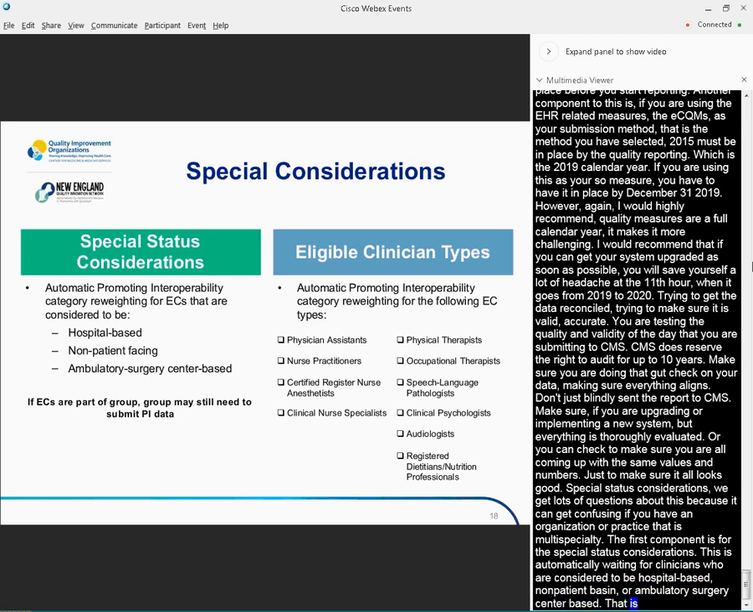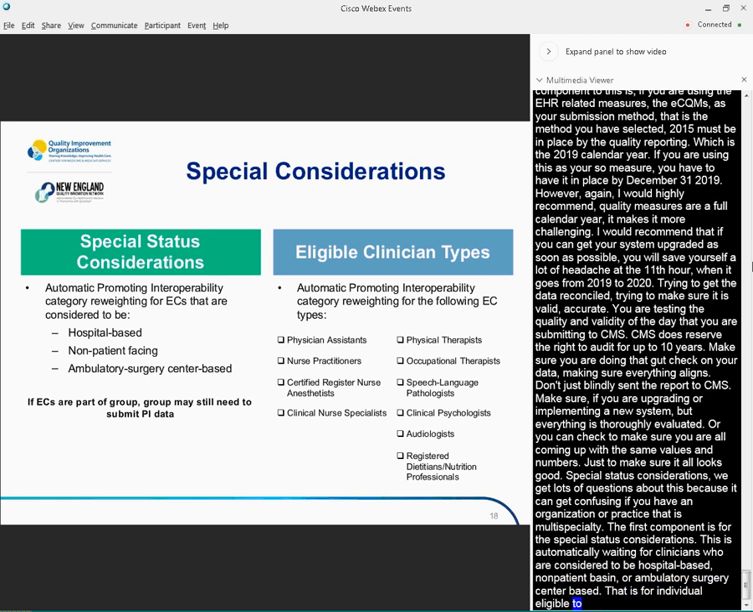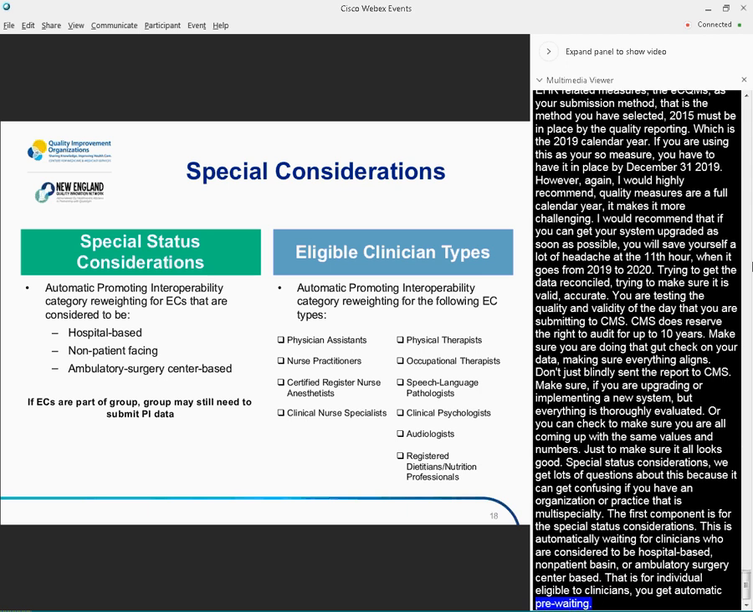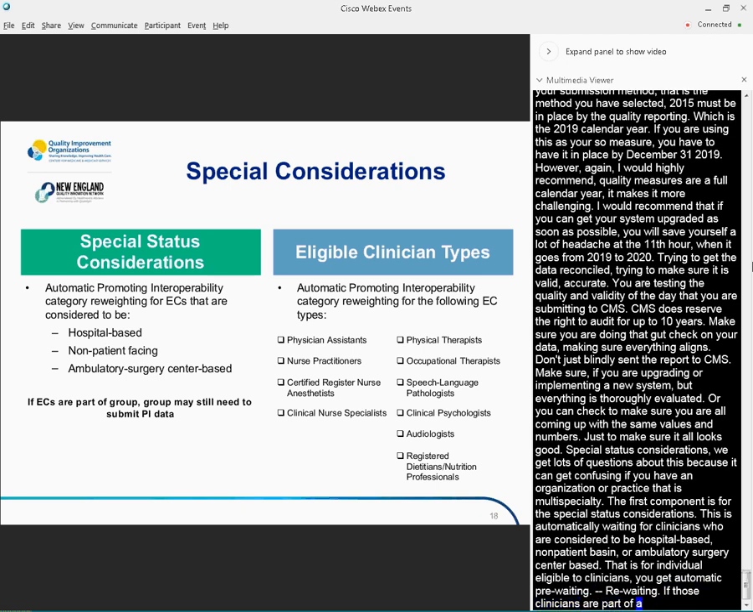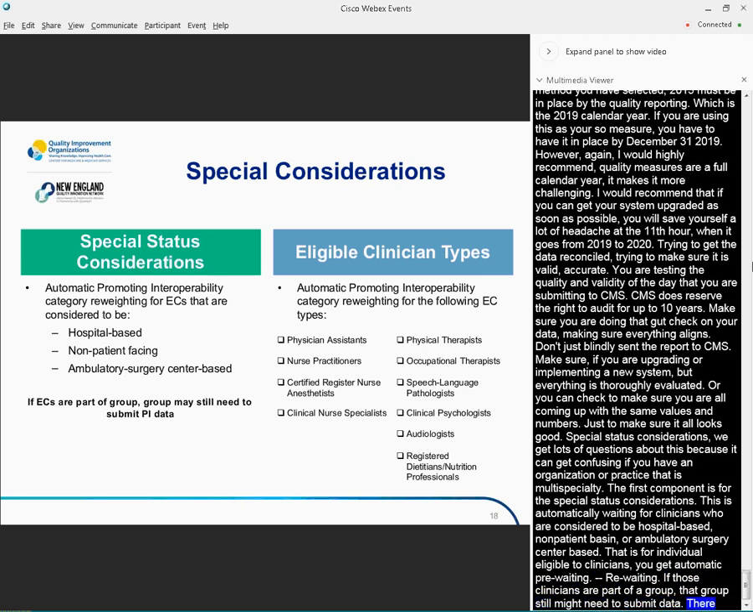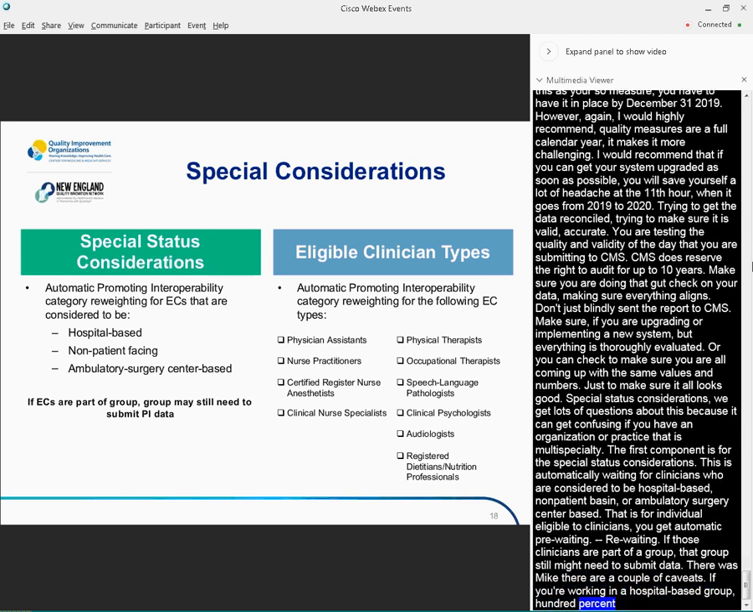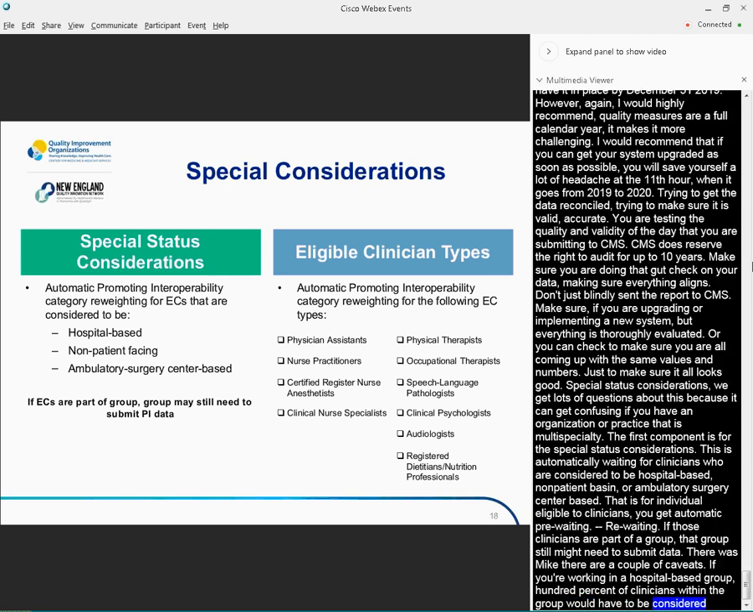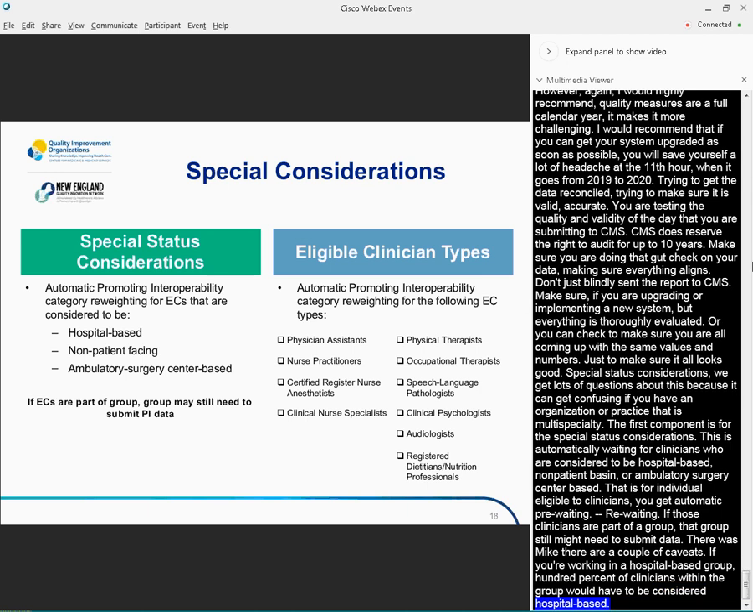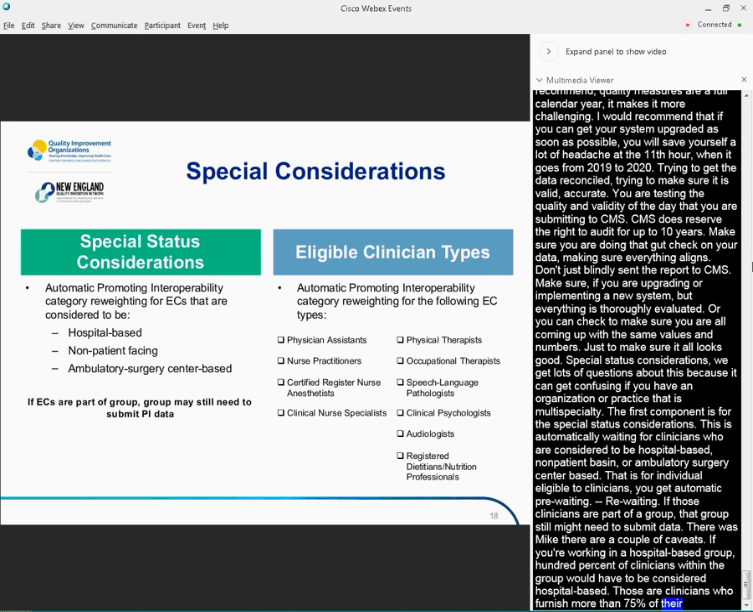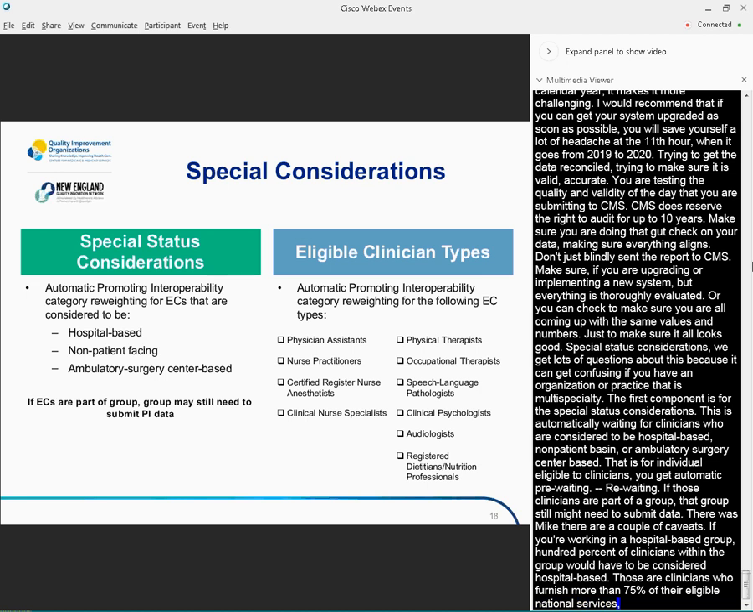You get automatic reweighting. If those clinicians are part of a group, that group still might need to submit data. So there's a couple of little caveats to that. If you're working with a hospital-based group, 100% of the clinicians within the group would also have to be considered hospital-based, which are clinicians that furnish more than 75% of their eligible professional services under place of service 19, emergency department, 21, 23, and 24. And 24 is ambulatory surgery center. So they are included in there.